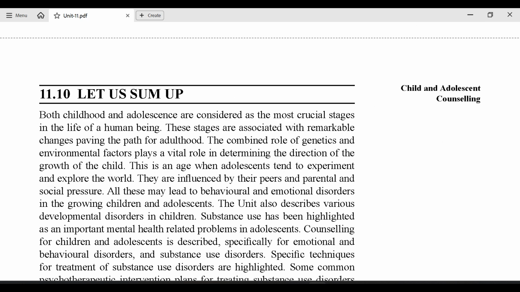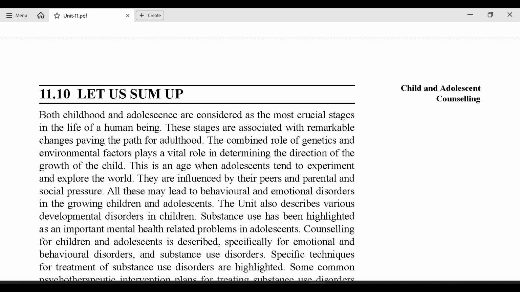11.10 Let us sum up. Both childhood and adolescence are considered as the most crucial stages in the life of a human being. These stages are associated with remarkable changes paving the path for adulthood. The combined role of genetics and environmental factors plays a vital role in determining the direction of the growth of the child.